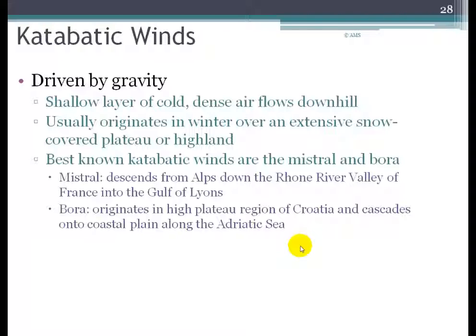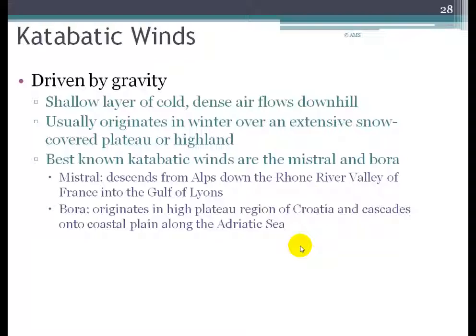And then finally, catabatic winds are winds that are driven by gravity. So these form uphill. So we maybe have a shallow layer of cold, dense air that naturally wants to flow downhill. And if there's some weather system or pressure system that's going to encourage that wind to go even faster, it's going to really push these catabatic winds down a steep mountain from up high.